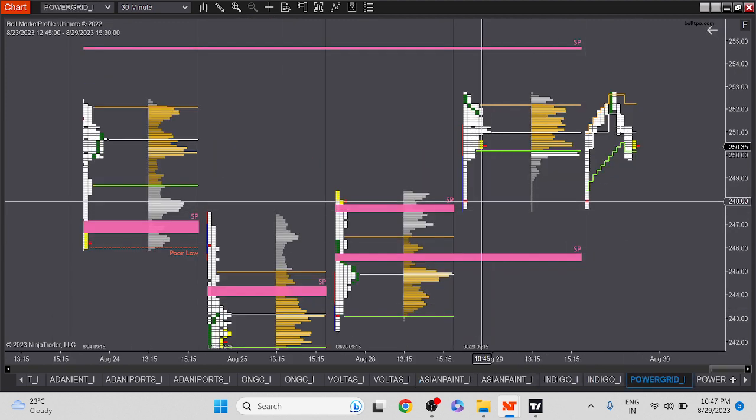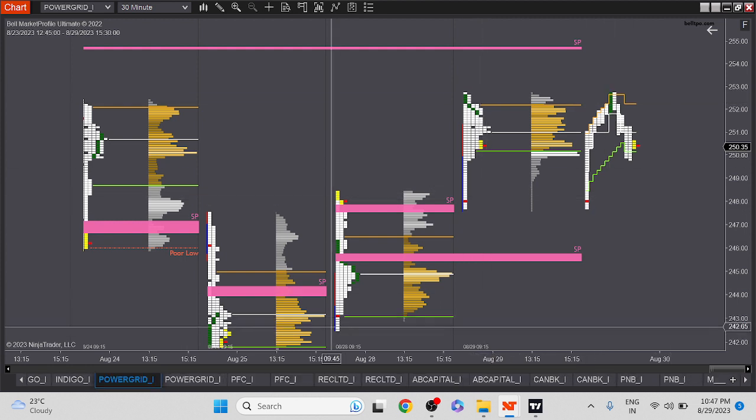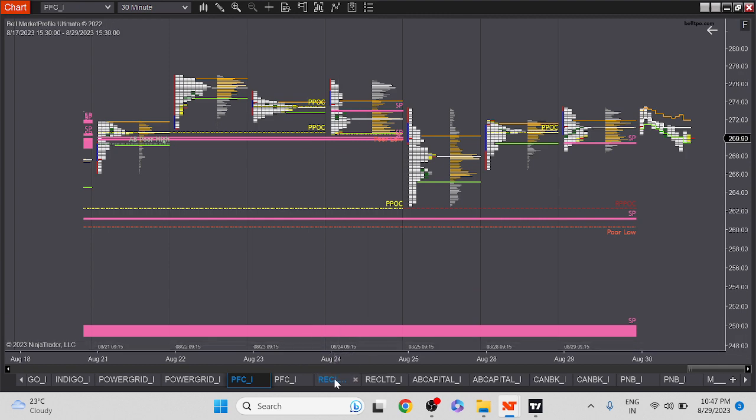If you see today, Power Grid this morning took a support at a single print and then moved up. The high of the single print was 247.90 and the low was 247.55. So 0.50, maybe 1 rupee. If you enter above the single print with a 1 rupee stop loss below, you got a move of around 3-4 rupees. So a 1:4 target you can easily achieve on the single prints.